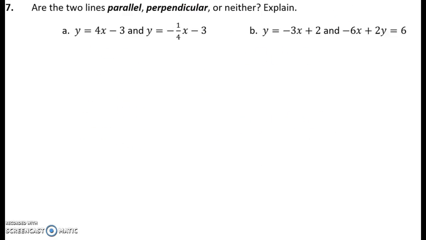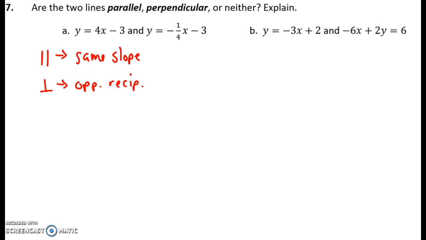Number 7 says, are the two lines parallel, perpendicular, or neither? What you want to do here is compare their slopes. If they are parallel, they have the same slope. If they are perpendicular, their slopes are opposite reciprocals.